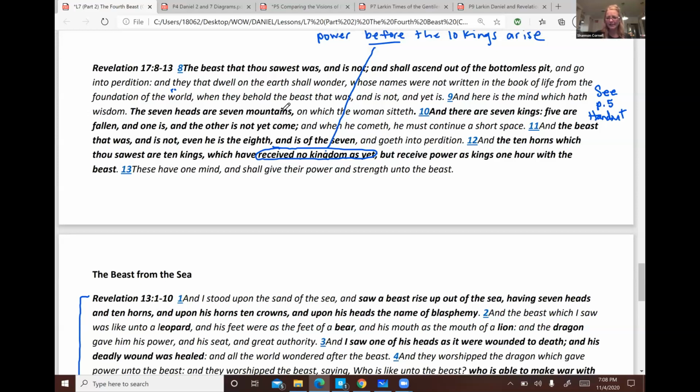And there are 7 kings. 5 are fallen, 1 is, and the other is not yet come. So here the angel is interpreting the heads of the beast. Remember, the beast has 7 heads and 10 horns. So the angel says the 7 heads are 7 mountains. They are also 7 kings. 5 are fallen, 1 is, the other is not yet come.